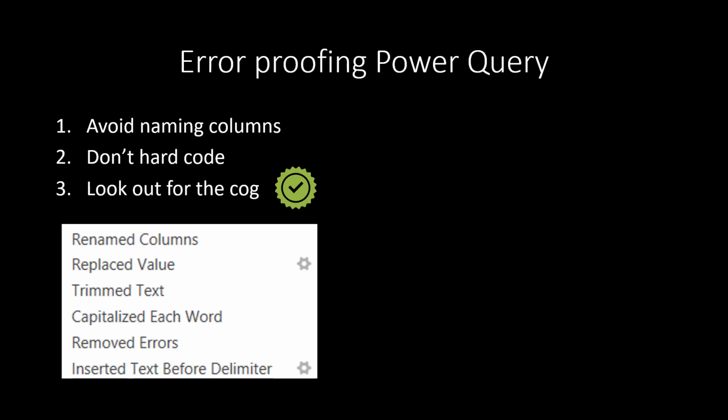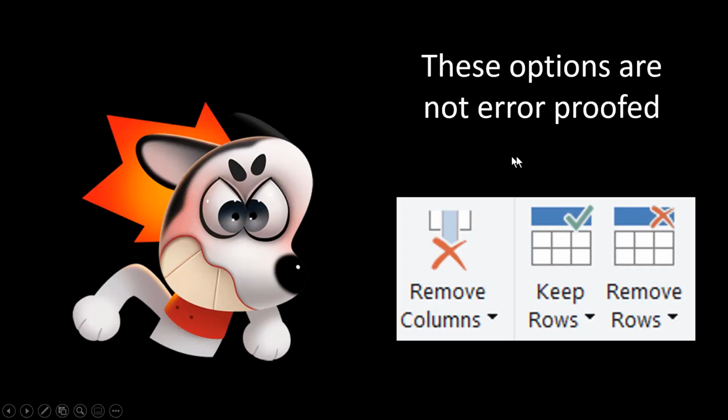And the third one is try and maximize the steps that have this symbol because these are editable easily later on. These options I find not to be error-proofed. This is an angry dog, isn't he? So remove columns, keep rows and remove rows. Generally, I don't avoid these and I'll explain why. So let's go into Power Query.